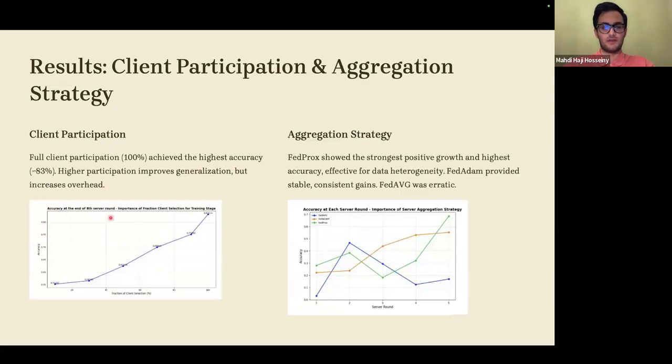Client participation is a really important factor for us. Full client participation achieves the highest accuracy, so we need to include all of our clients in our training. Another important factor is the server aggregation strategy, which illustrates what algorithm will be used to aggregate local models on a server. As you can see, we examined different strategy algorithms like FedAvg, FedAdam and FedProx. FedAdam provided stable and consistent gains, but the highest accuracy was achieved by FedProx.